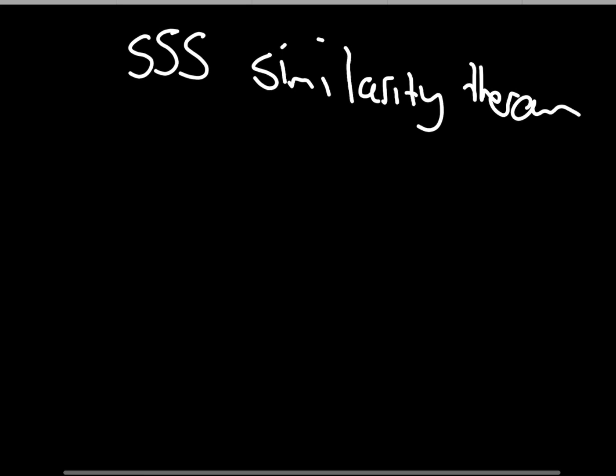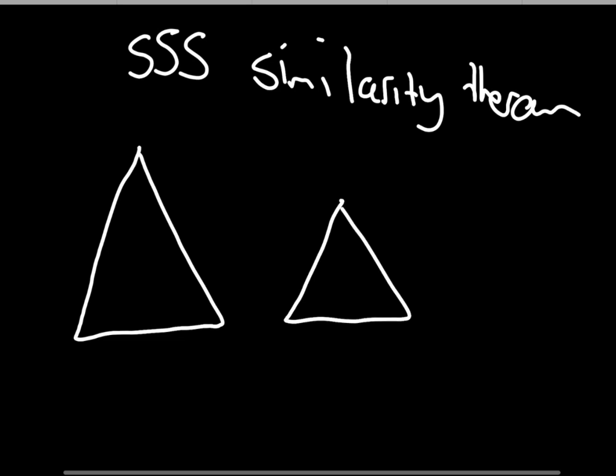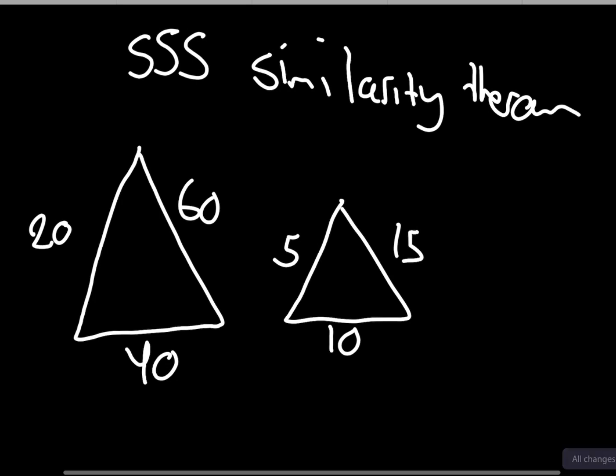Finally, we have the, we did SAS last time, but the SSS similarity theorem. So, let's say we have 5, 10, 15, and say that we have 20, 60, and 40. If three sides of one triangle are in proportion to three sides of another triangle, those triangles are similar.